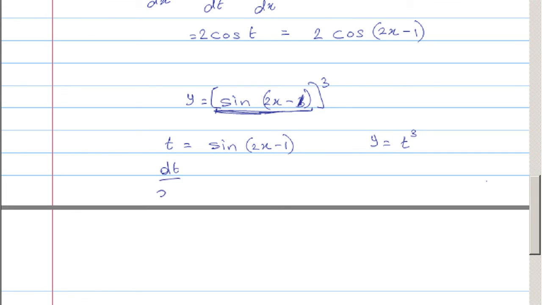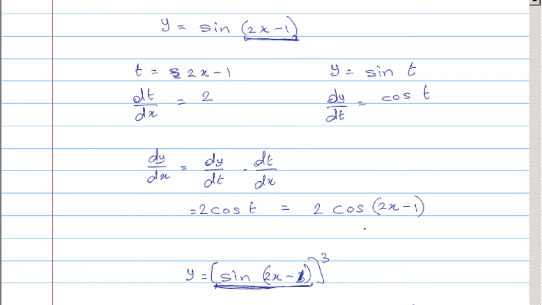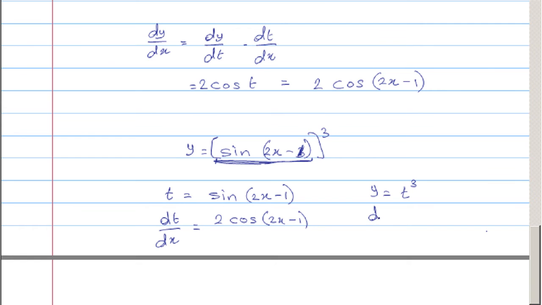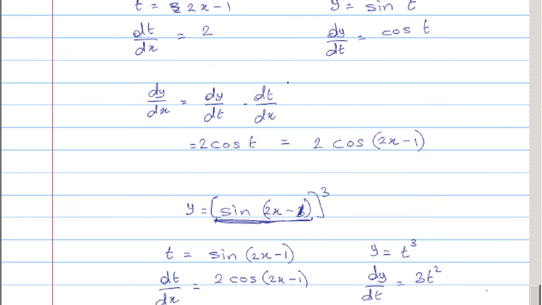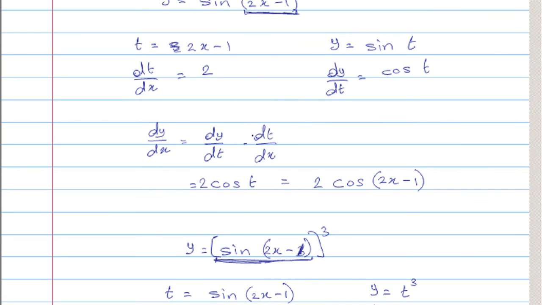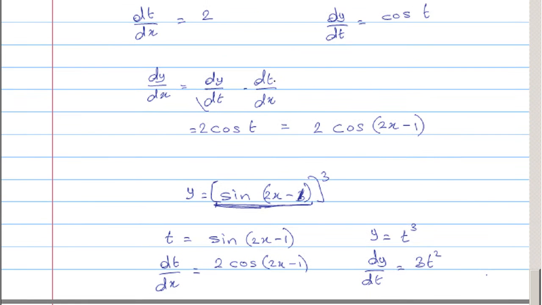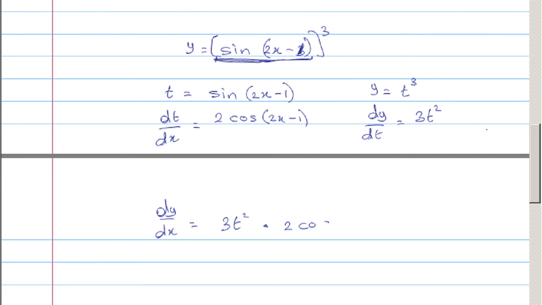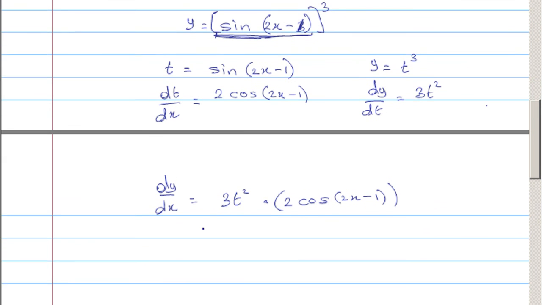Then dt over dx. Now we've already seen that the derivative of sine(2x − 1) is equal to 2 cos(2x − 1). So I'll write that down, 2 cos(2x − 1), and dy over dt will be equal to 3t squared. And if I use the chain rule again, dy over dx is equal to dy over dt, which in this case is 3t squared, times dt over dx. dt over dx is 2 cos(2x − 1).